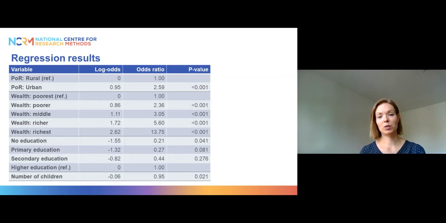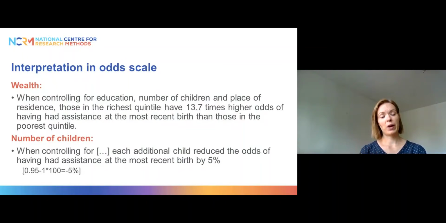While we are here, we might observe that the odds ratio for number of children is 0.95. And if we look at the corresponding log-odds value, we can see that it's a negative number. So we know that when the number of children goes up, then the odds of having had assistance at birth goes down. And if we want to express in odds scale how much exactly the odds reduce with each additional child, we could say that when we are controlling for the other variables in our model, each additional child reduced the odds of having had assistance at the most recent birth by 5%.